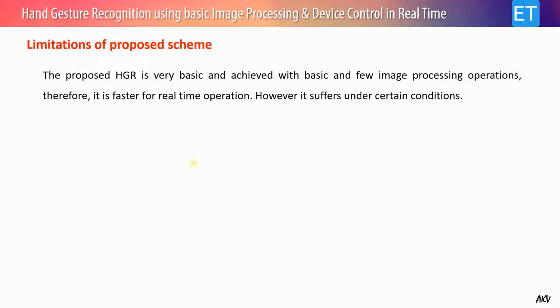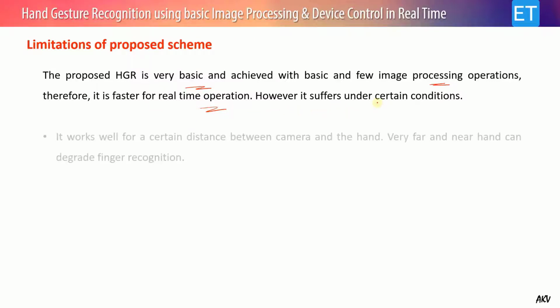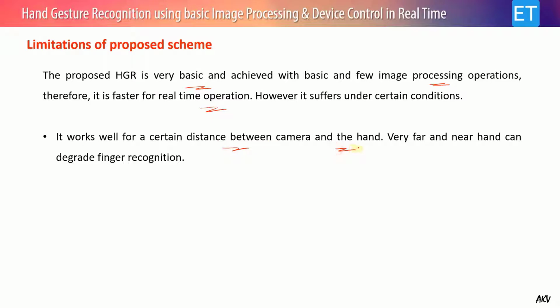And now let's see the limitations of this proposed scheme. This proposed HDR is actually very basic, and it is achieved with a few basic image processing steps. Most are of morphological nature, so it is faster for real-time operation, but it suffers with the following conditions. It works well for a certain distance between the camera and the hand. So a very far and a very near hand can degrade the finger recognition. That is the main problem.